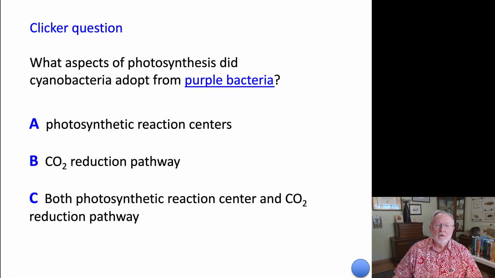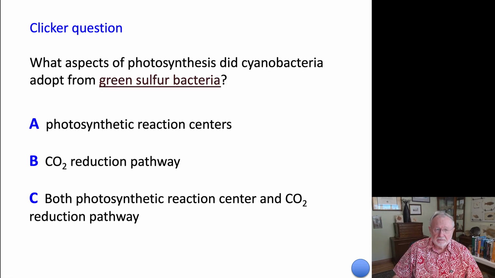So, first clicker question: what aspect of photosynthesis did cyanobacteria adopt from purple bacteria? The answer is C, both the photosynthetic reaction center and the CO2 reduction pathway. Second question: what aspects of photosynthesis did cyanobacteria adopt from the green sulfur bacteria? And it's A, the photosynthetic reaction centers, not the reduction pathway.